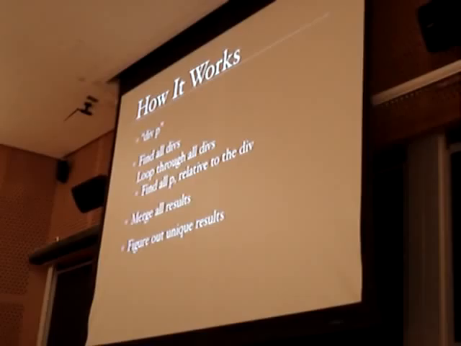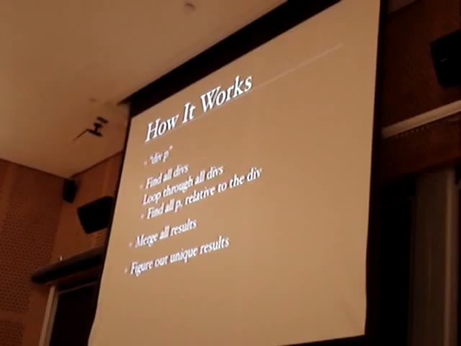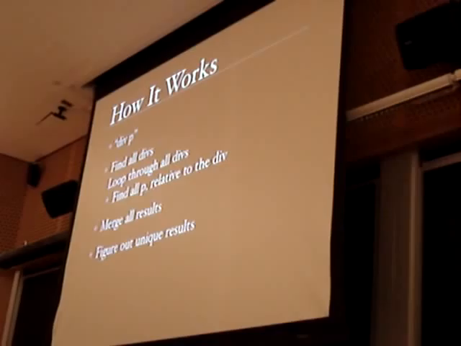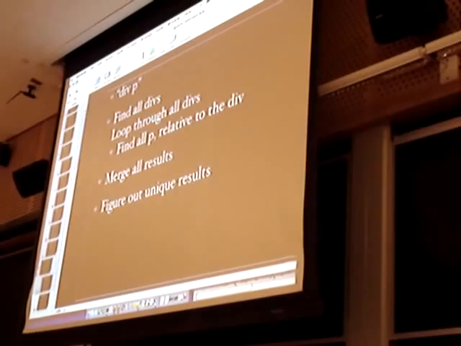Another example here. This is find all paragraphs that are a descendant of a div. Again, it's a very similar thing. Go through all divs, loop through all divs, and then do another query on each individual div to find all the paragraphs. The problem here, though, is that this is the slowest part of all current selector engines: merging the results and then figuring out the unique results.